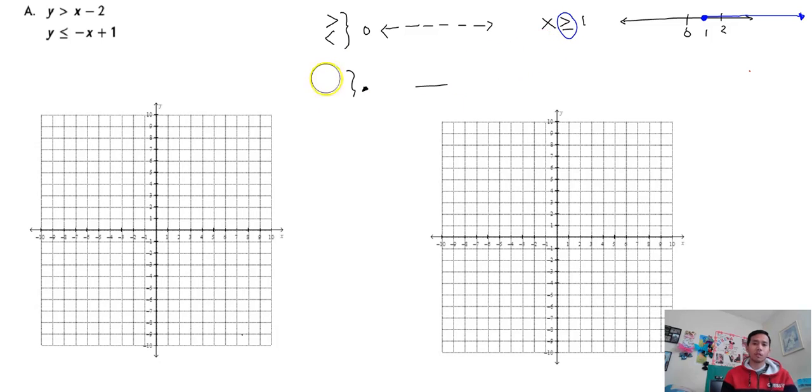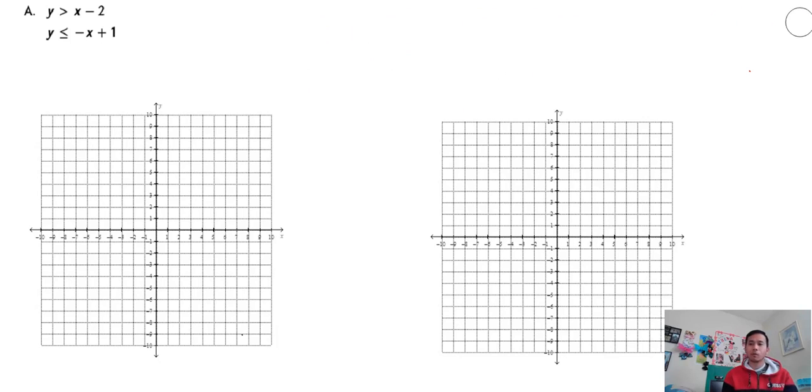Now we'll be using these skills in graphing. Also, we need these skills in graphing using y = mx + b, or your slope-intercept form, because we need that. So on the first graph, I'm going to graph y > x - 2, and on the second graph, I have y ≥ -x + 1. Okay, so I'm going to graph this.